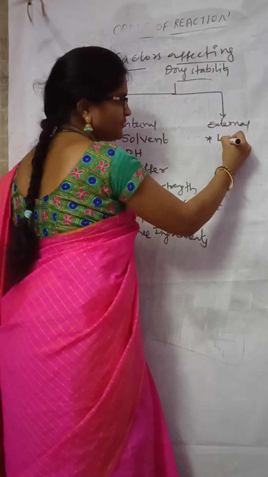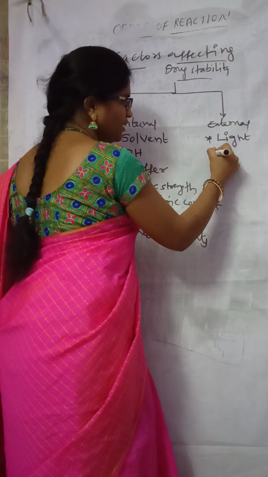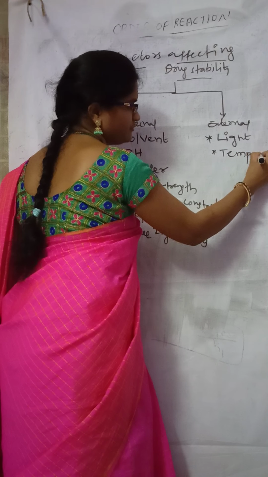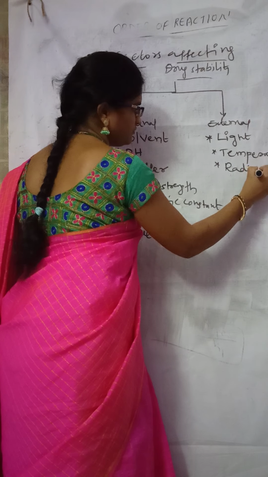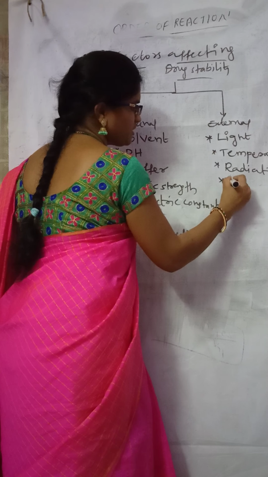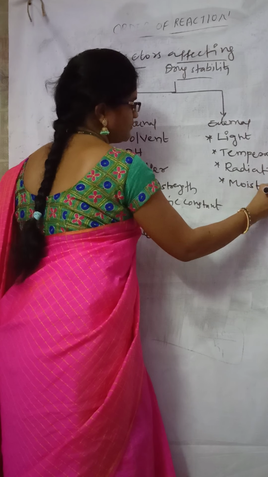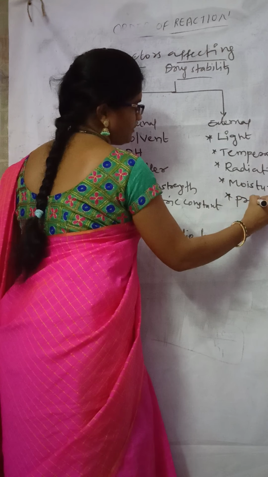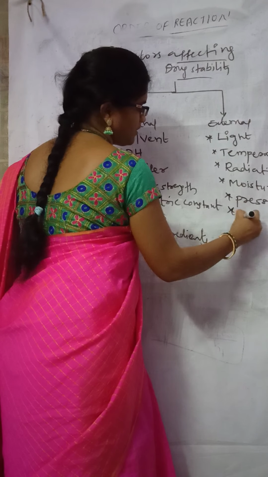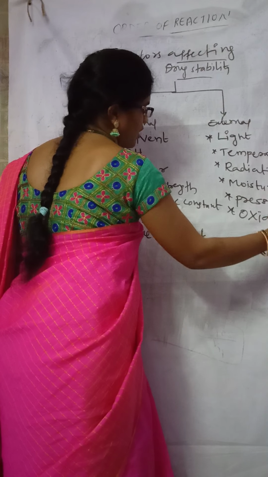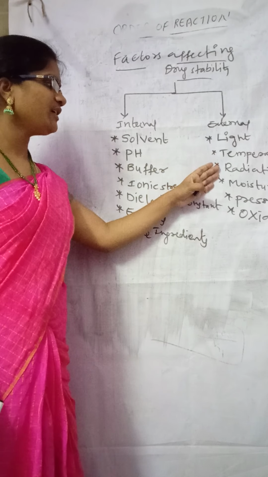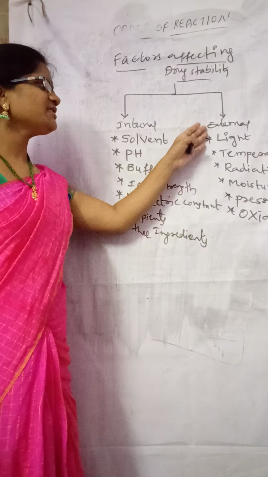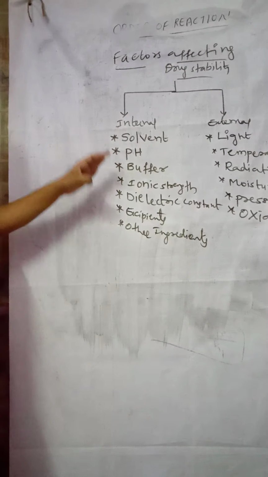External factors: light, temperature, radiation, moisture and pressure and oxidation. So these are the external factors. Those are light, temperature, radiation, moisture, pressure, and indirectly you can say it is environmental factors. So these are the two categories of factors that are affecting the stability.